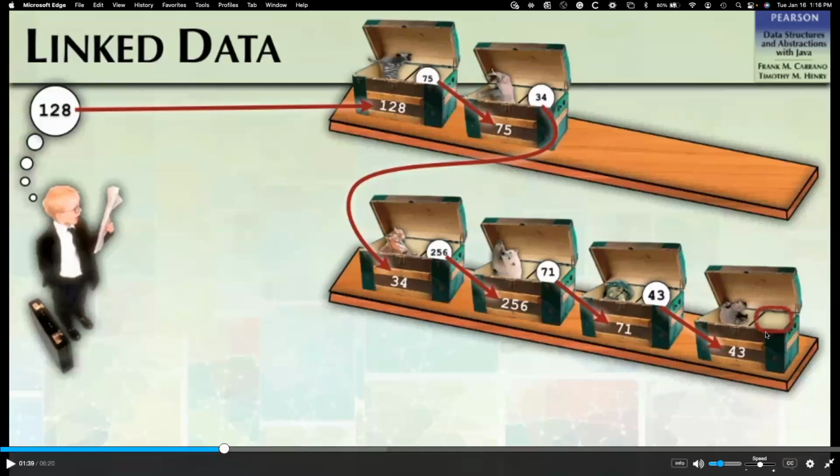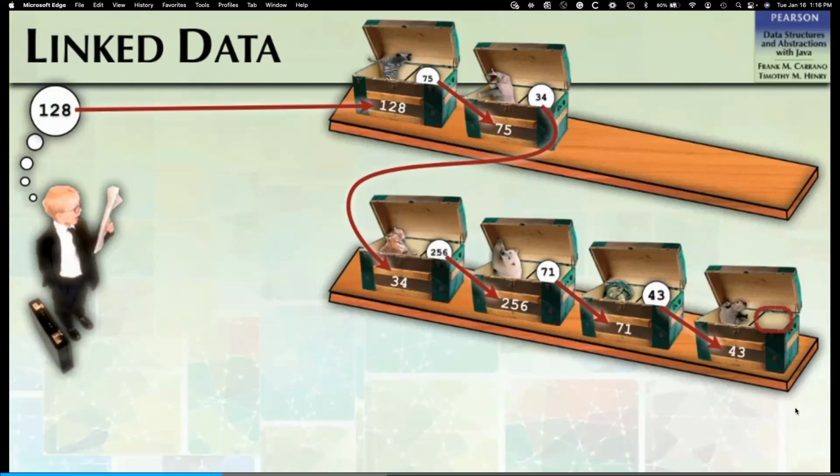And so this is how you can tell that you're at the end of this linked chain, because this is a null, okay? He's reached the end of the chain when he gets to a trunk that does not have a reference to another trunk. The next trunk compartment is empty or null.